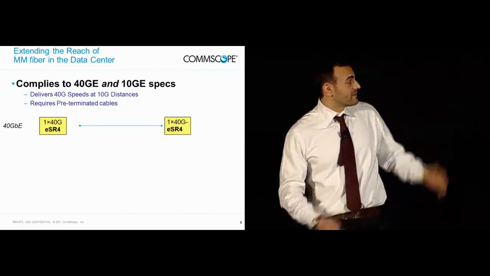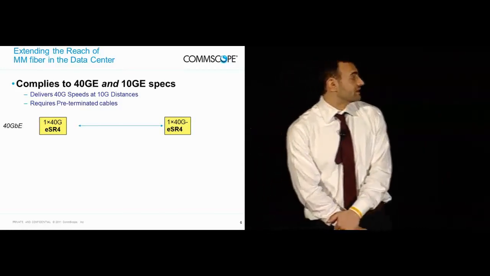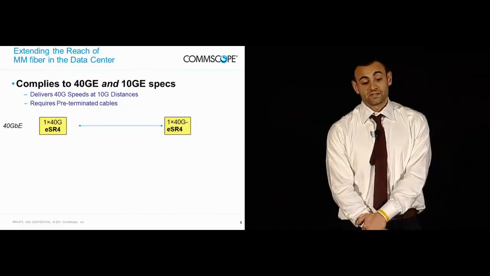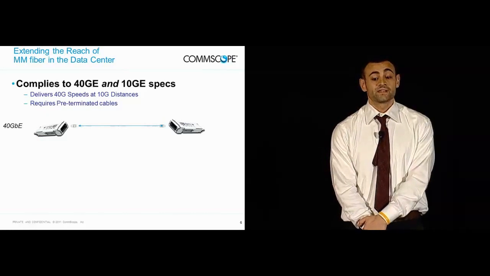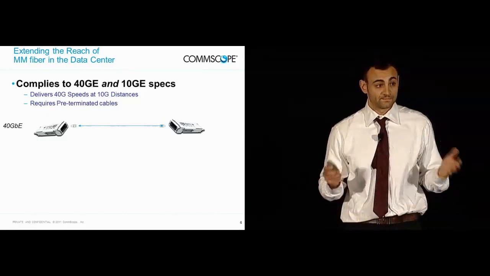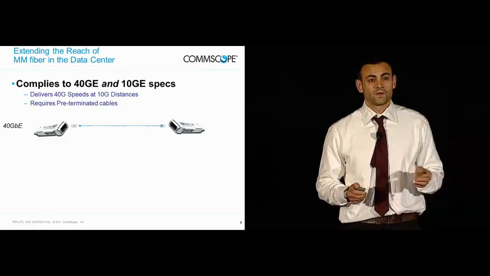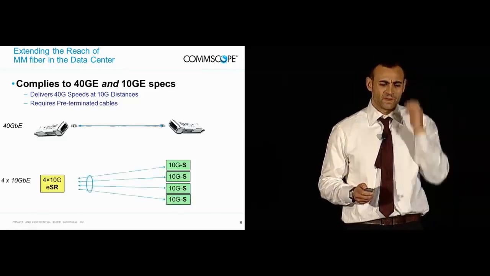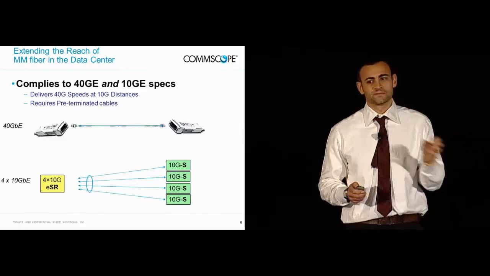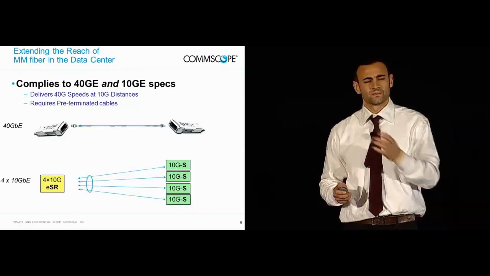So, a simple schematic of a 40 gig link, extended reach. What does it look like? You have QSFPs on the outside. You have a 12-fiber cable that runs between them. This is a very simplified version. But we said 10 gig, right? So how does a QSFP deliver 10 gig? So how does that work, right?